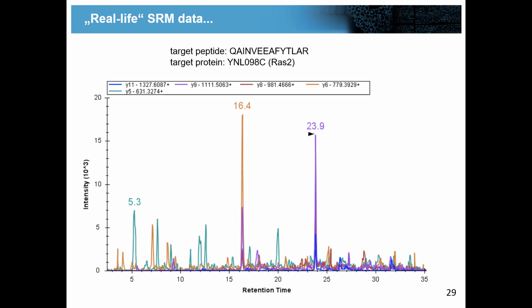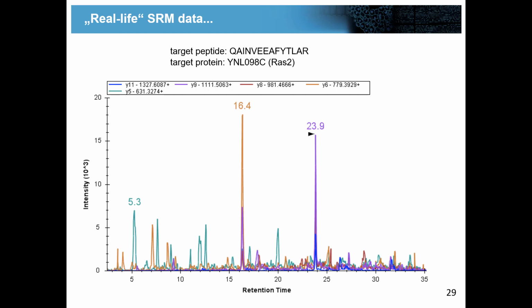But much more often, so RPS6A, I think, is one of the most abundant proteins in yeast, and that's why this data looks so beautiful. Much more often, data looks like this. So here's a new protein, RAS6 kinase. This was the target peptide, again, 5 different transitions.